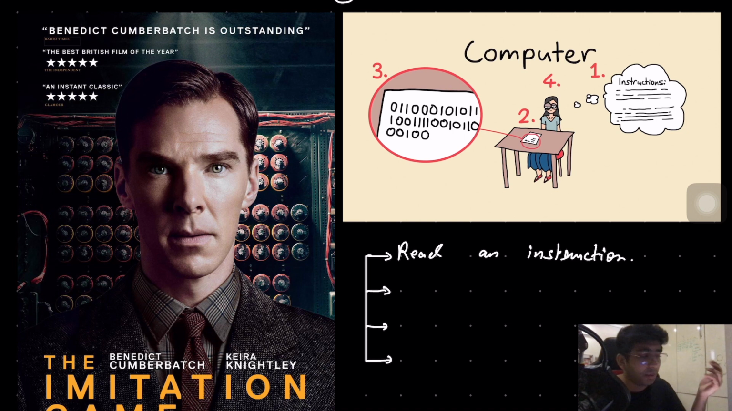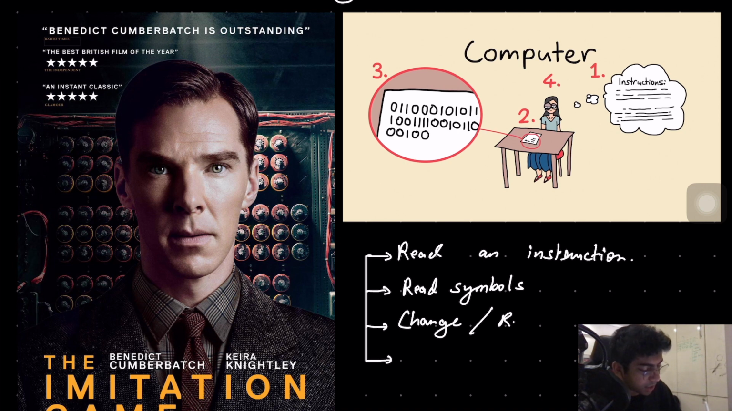So what is a human computer? Again, it sounds really strange right now, but at the time, the human computer had four major tasks. The first task was to read an instruction. The second task was to read the symbols on a piece of paper based on the given instructions. The third task was to change, replace, or erase these symbols that were given on a piece of paper. And the fourth task was to stop when asked to stop.